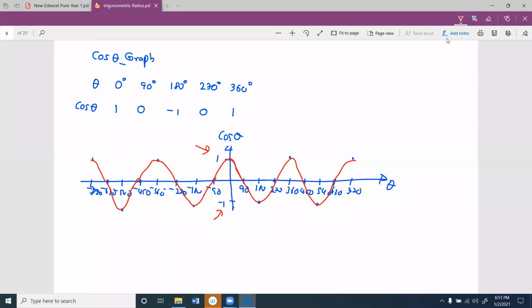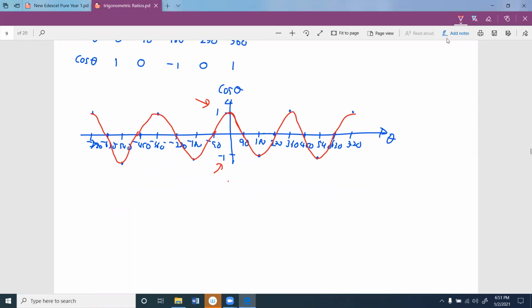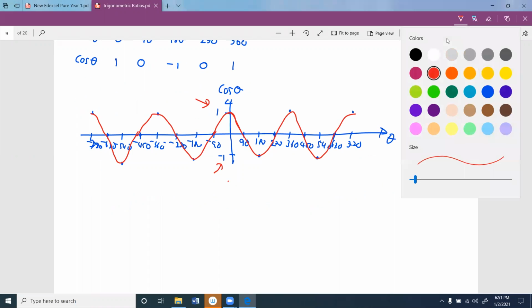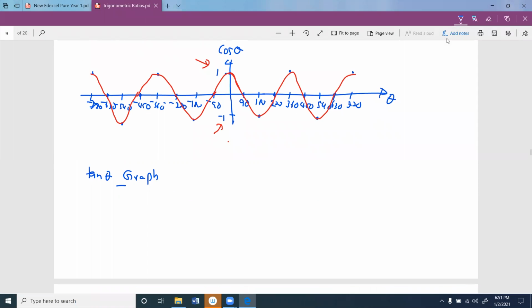At last we should know how to draw the tan theta graph. It's another important point. If you want to draw the tan theta graph, this is a special type of graph. It's a little bit exceptional compared to the sine theta and cos theta graphs. Anyway, I just take the table over here and draw the graph to the other side.